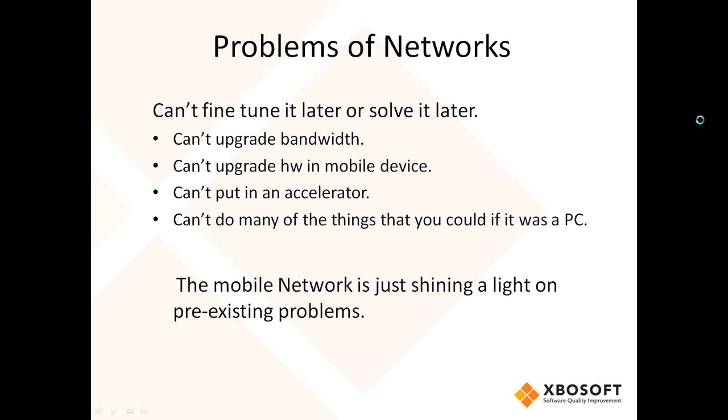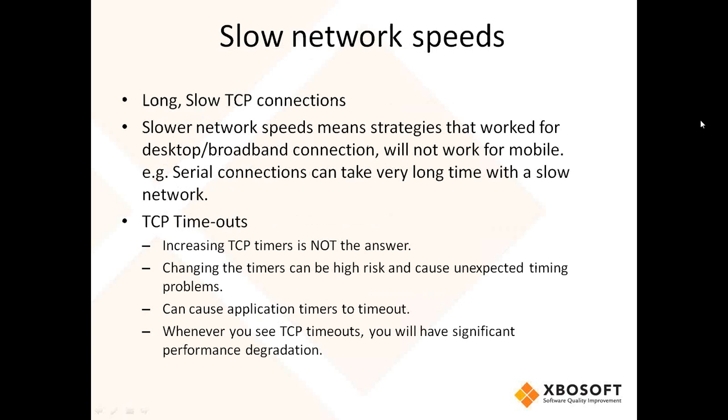Okay, one problem: slow network speeds. Long, slow TCP connections. Slower speeds mean that strategies that work for desktop or broadband connections will not work for mobile. For instance, let's say you have 20 connections, 20 things you download. If you do them serially, which means one at a time, that can take a very long time. You need to make sure that you do things in parallel as much as possible.